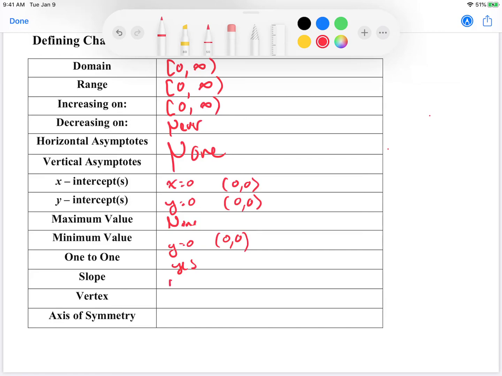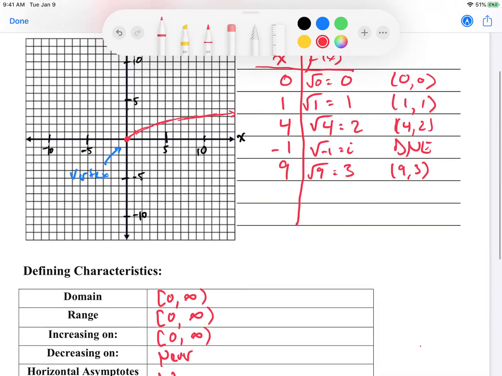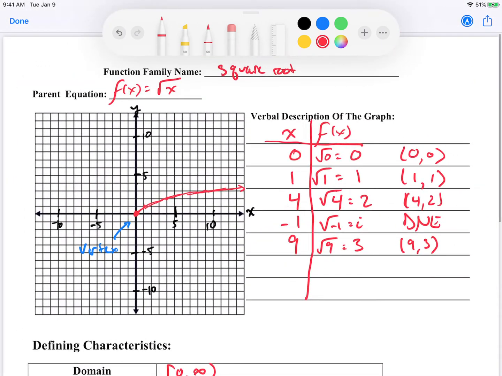Slope, nonlinear. Vertex at 0, 0. Ooh, that looks ugly. My vertex is again at 0, 0. And my axis of symmetry, I have none. Now that's going to seem a little bit weird, axis of symmetry, and we'll talk about that more when we look at this function in a slightly different way. But this is essentially our square root function.